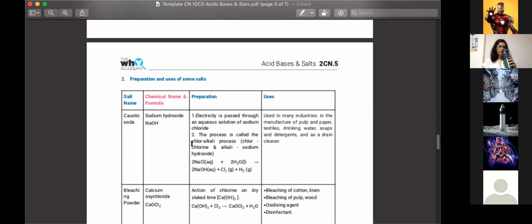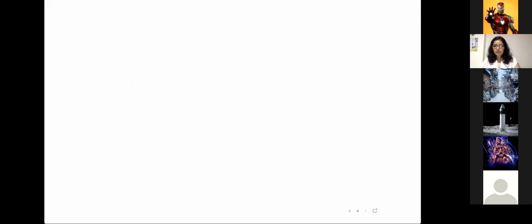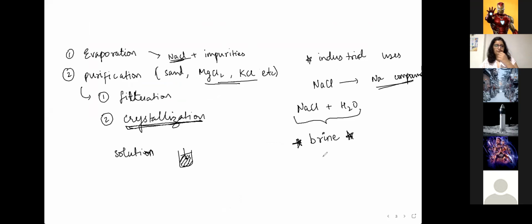Can you move on to the whiteboard? I mean, the NaCl one. You're noting down these points? For NaCl, there's not much. You can include that in your common name, chemical name also. It's called by different names: you call it table salt, rock salt. Chemical name is sodium chloride. NaCl is the formula. You can include that.